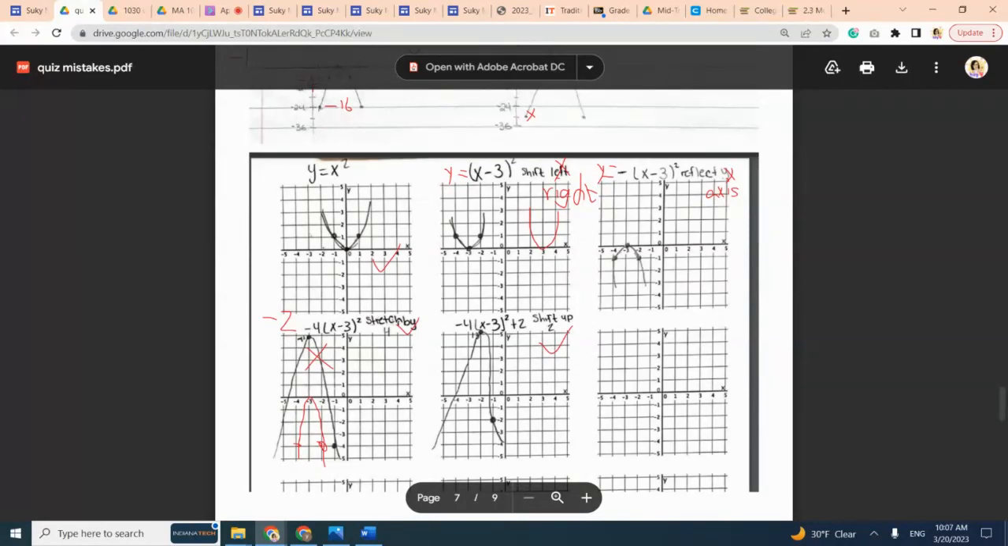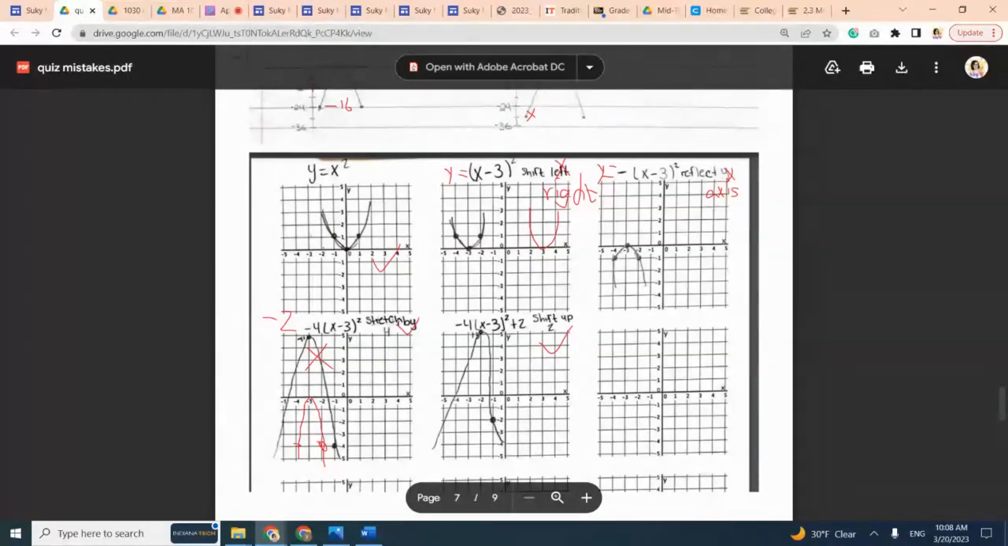And then here, when you stretch, the x-coordinates remain the same. Y-coordinates are multiplied by 4. So that's why here, -1 multiplied by 4 is -4. And then here, 0 multiplied by 4 is still 0. And then -1 multiplied by 4 is -4. Okay. So yes, be careful and shift up.